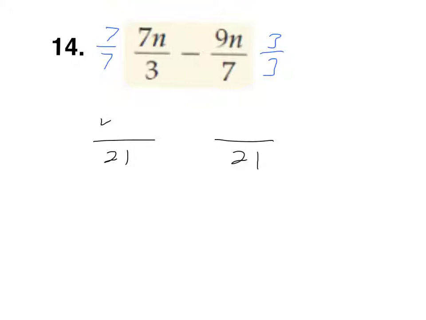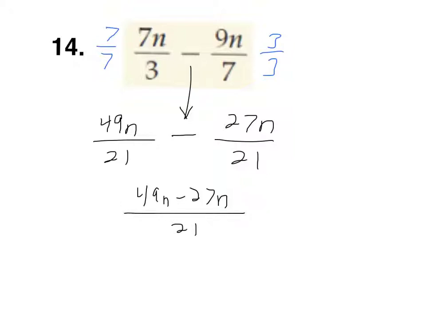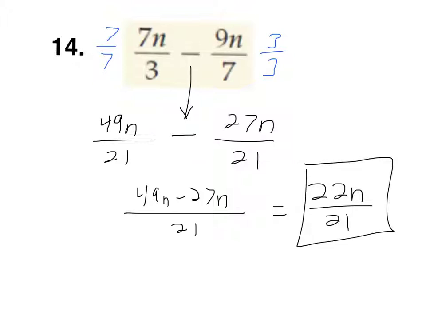On top, we still have to multiply those. 7 times 7n is 49n. The minus sign's still right there in the middle. 9n times 3 is 27n. And now you can actually combine those, 49n minus 27n. And that will actually subtract, because they're like terms. And so you get 22n over 21. Can that simplify at all? Can I divide 22 and 21 by the same number? No. So that is our answer. That's how we would leave it.